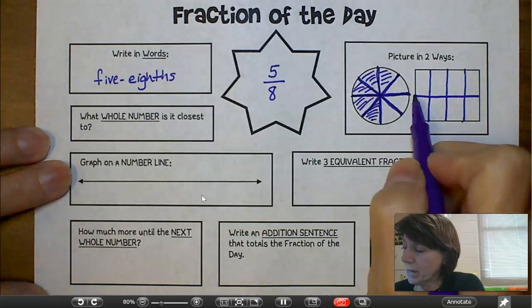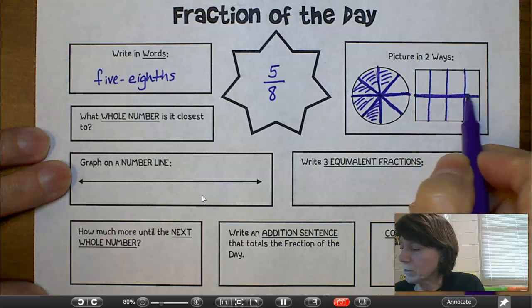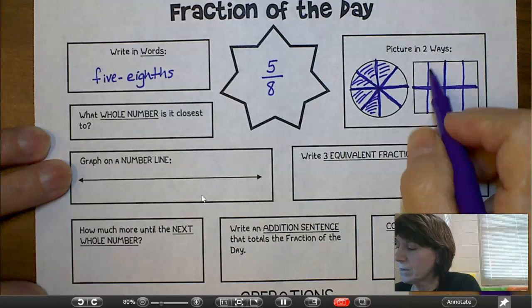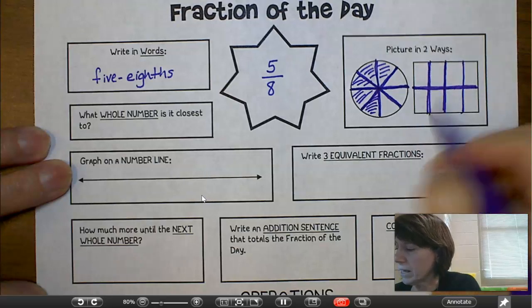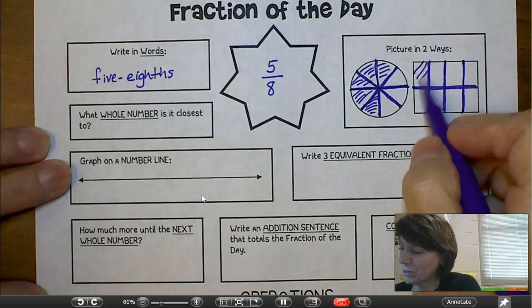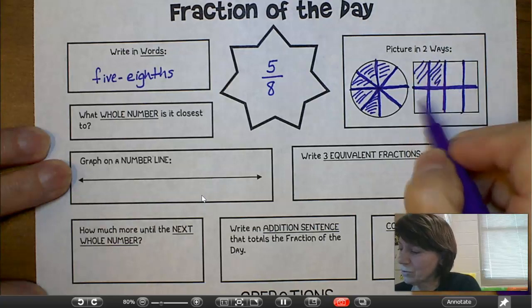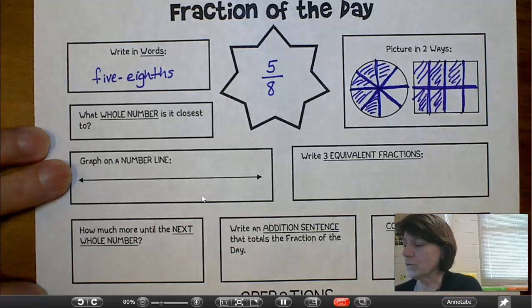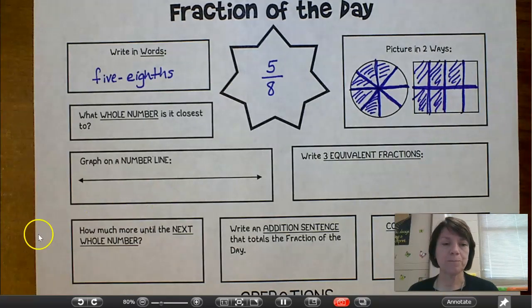And then to divide my rectangle up, I put a line right across the middle, and then one right down the center, and then divided each of those halves into half again, not very well. And then I'm going to shade 5 of those in. 1, 2, 3, 4, 5. So we've got 5 out of 8 there.